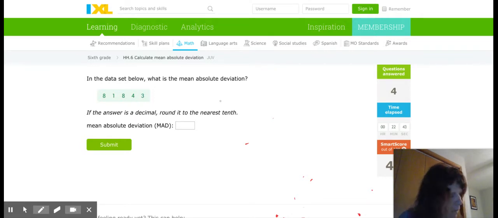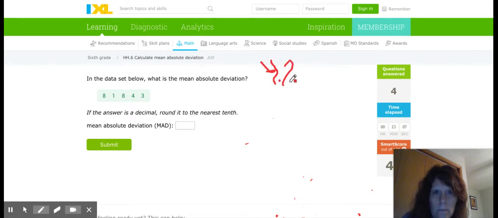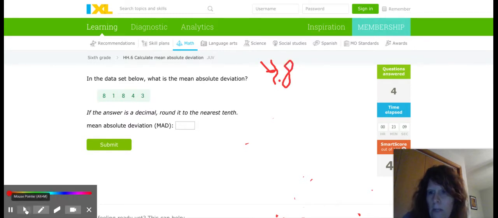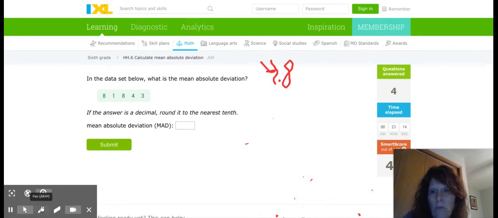Okay. So 24 divided by 5. Let everybody figure it out. Mrs. Taylor's figuring it out too. I got 4.8. Hopefully everybody got 4.8. Okay. So now that I have 4.8, which was my mean, your next step is to take each piece of data and you're going to subtract 4.8 from it.